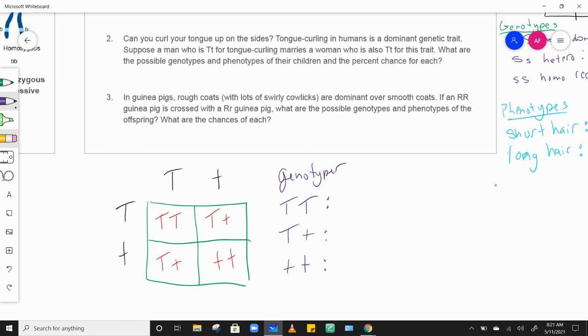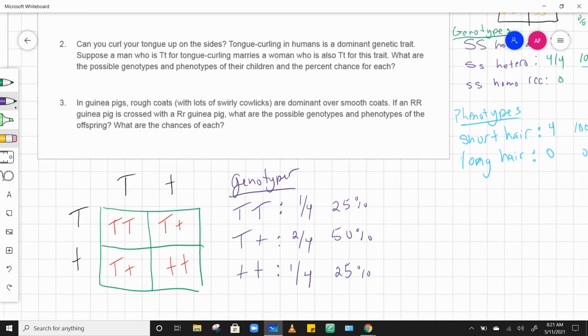So big T, big T, there's 1 out of 4. Big T, little t, it's 2 out of 4. And little t, little t is 1 out of 4. So the percentage here for the genotypes would be 25%, 50%, and 25%. So 1 divided by 4 times 100, 2 divided by 4 times 100, 1 divided by 4 times 100. Okay, so that would be the genotype.